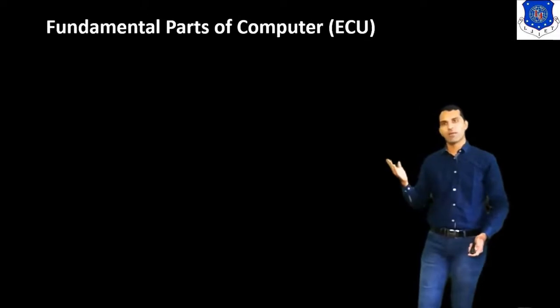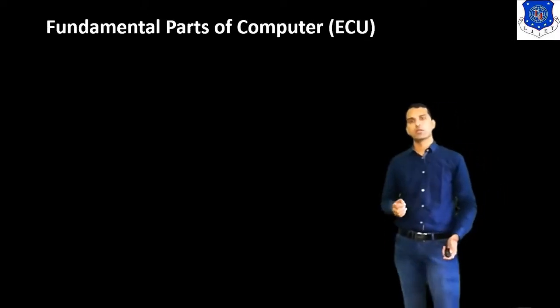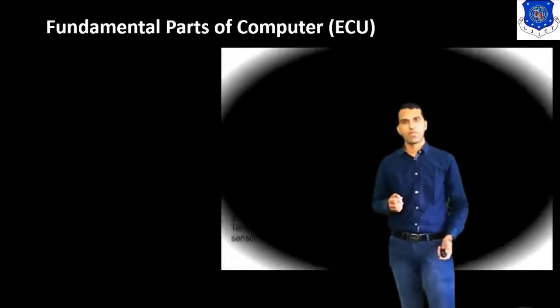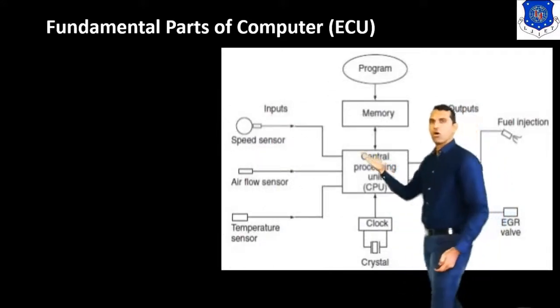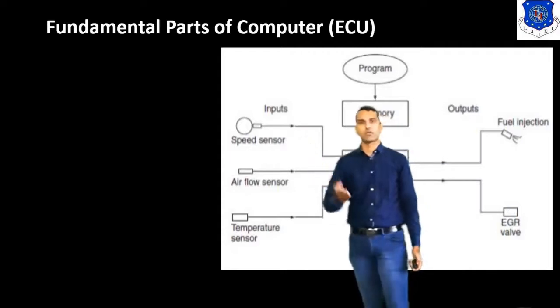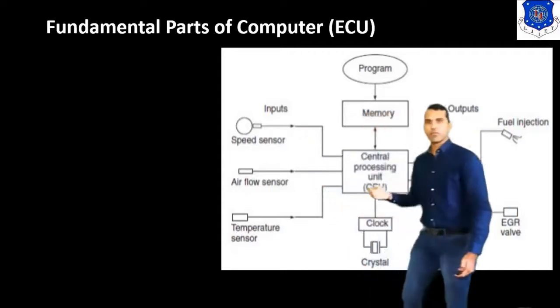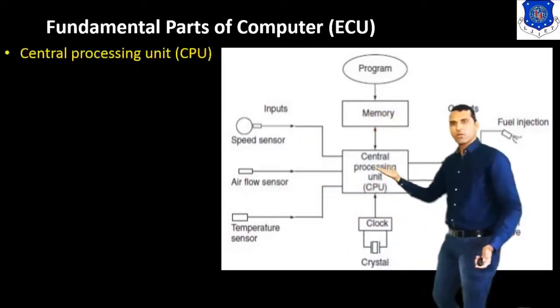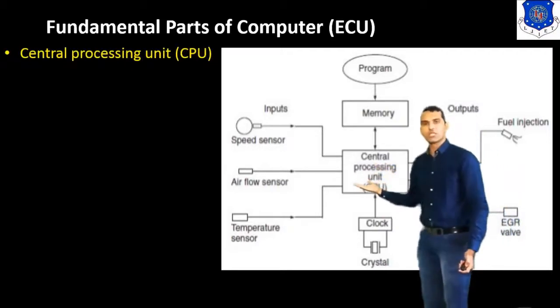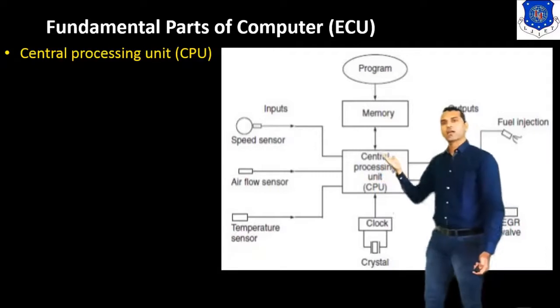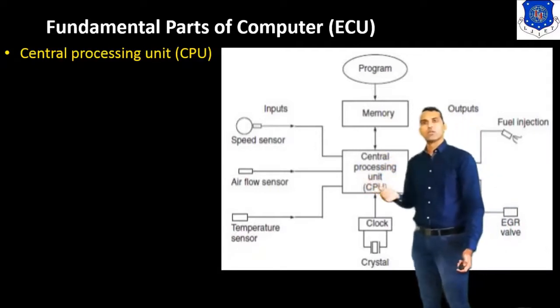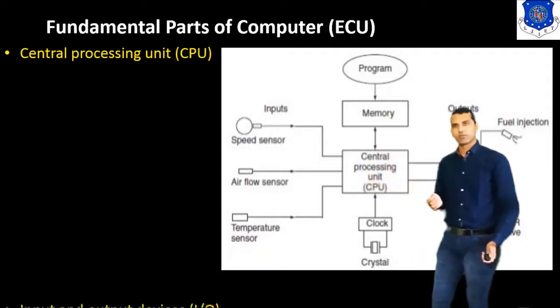Now, the fundamental parts of the computer system we discuss here. This is the diagram of the fundamental parts of the electronic system. The first and most important part is the CPU. This is the heart of the car system, the central processing unit.